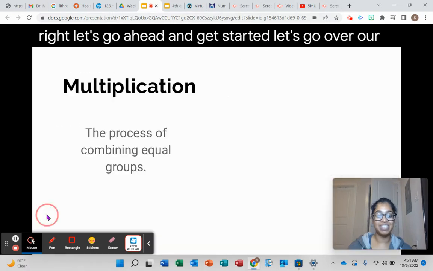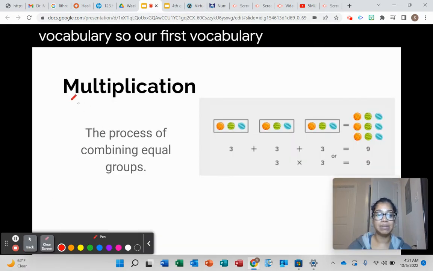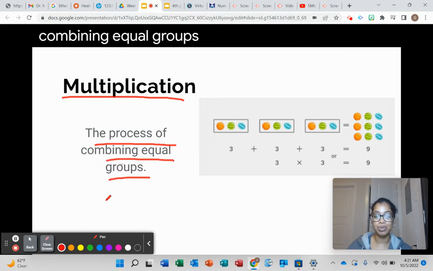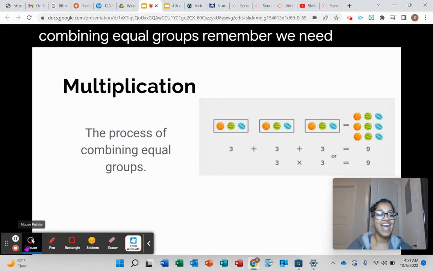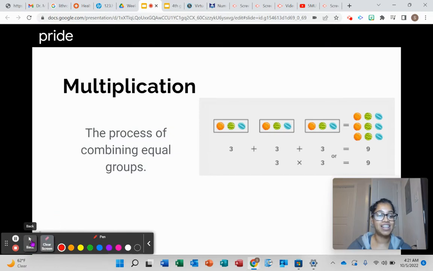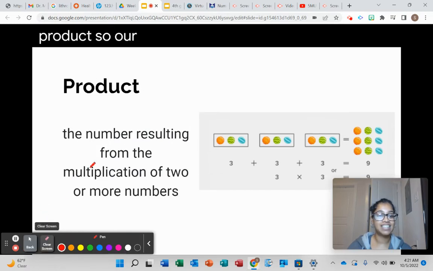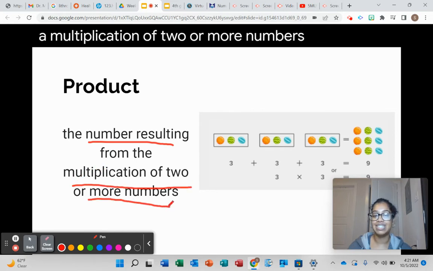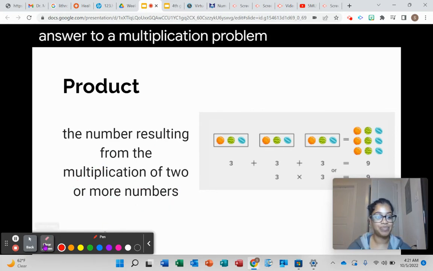Let's go over our vocabulary. So, our first vocabulary word is multiplication. Multiplication is a process of combining equal groups. Remember, we need equal groups. And product. Our product is the number resulting from the multiplication of two or more numbers. It is the answer to our multiplication problem.